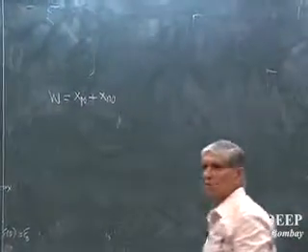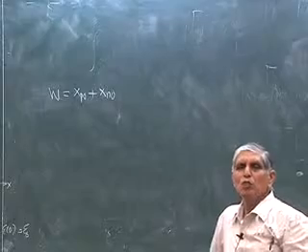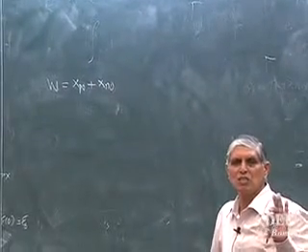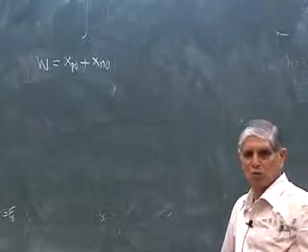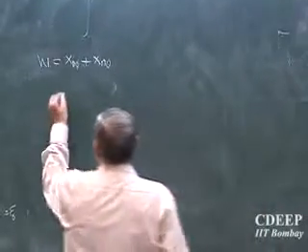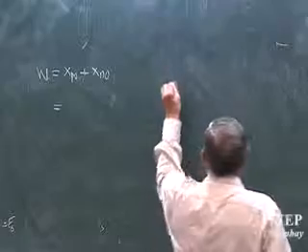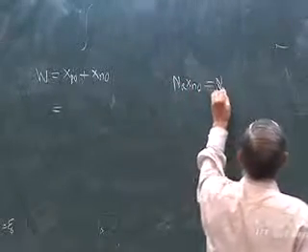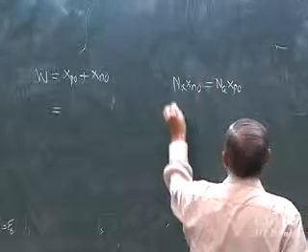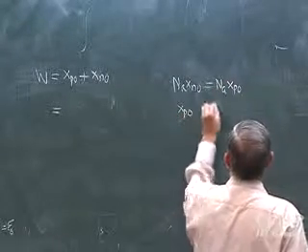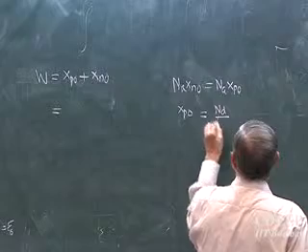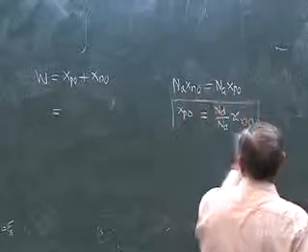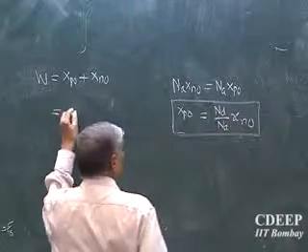Now let's look at this a little. W is equal to XPO plus XNO, because the net depletion width is the sum of XPO and XNO. But we just wrote ND XNO is equal to NA XPO, so XPO is ND by NA times XNO. So I substitute here.